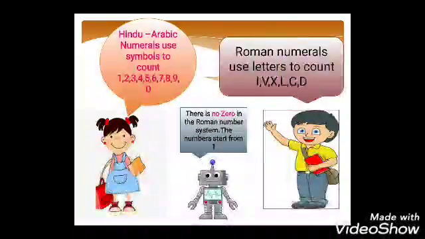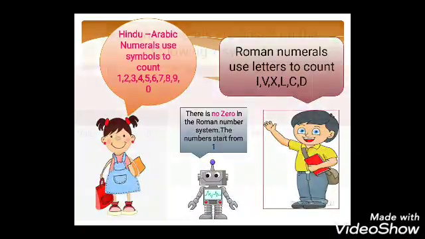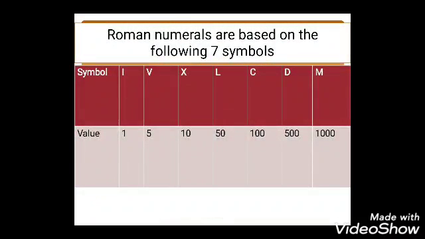And the important thing to remember for Roman numbers is that there is no zero. So there is no zero in the Roman number system. The numbers start from 1. Roman numbers are based on the following 7 symbols.